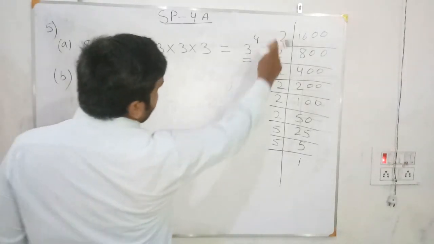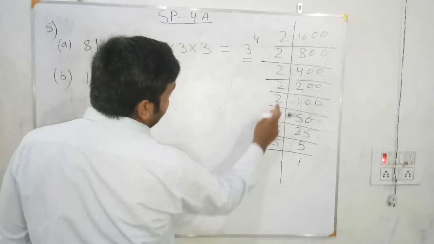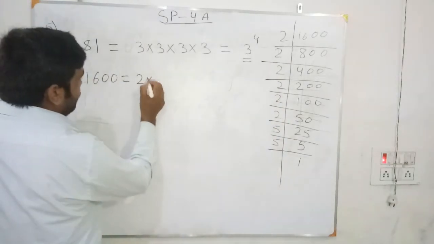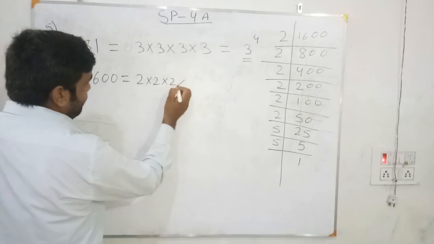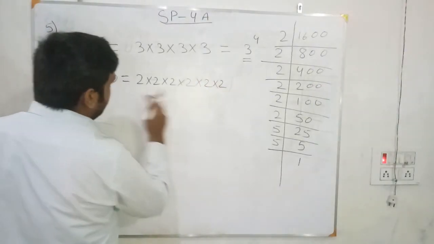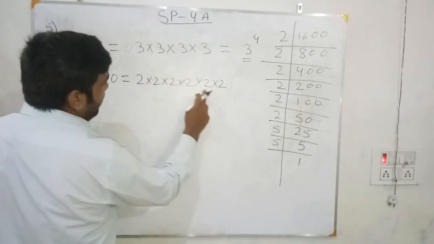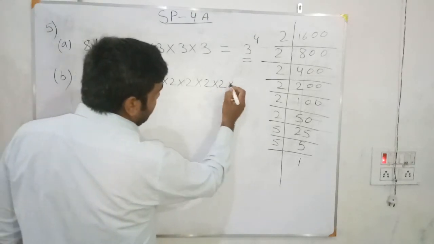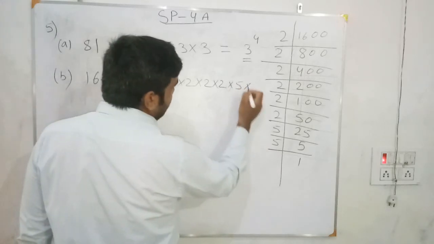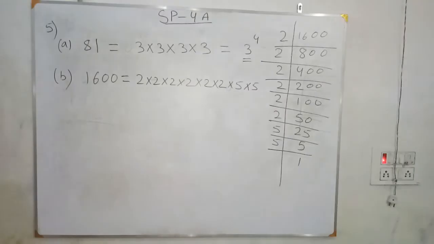See, 2 is multiplied 1, 2, 3, 4, 5, 6 times. So we got 2 multiplied 6 times: 2 multiply 2 multiply 2 multiply 2 multiply 2 multiply 2, 1 2 3 4 5 6. And 5 is multiplied 2 times. That we have to write.